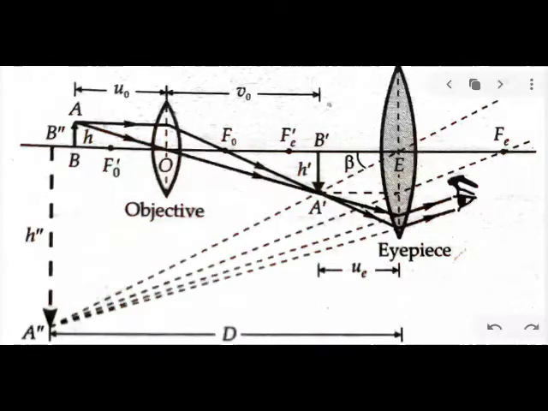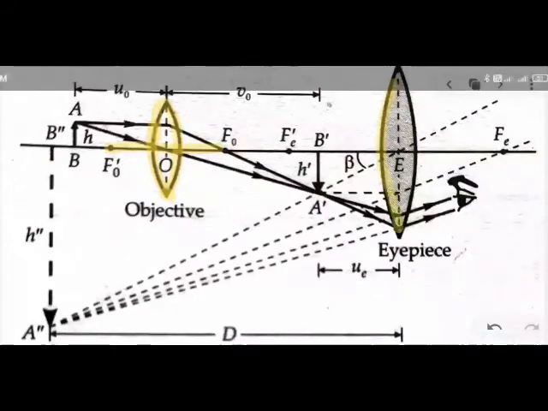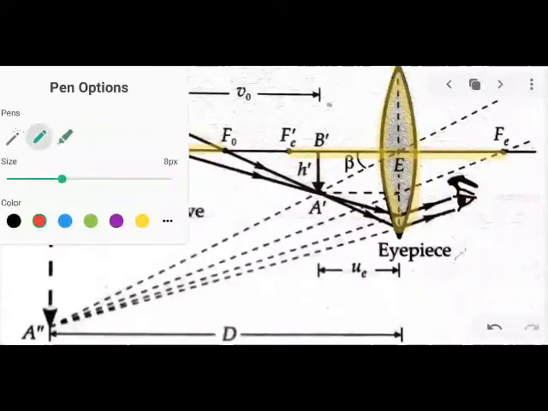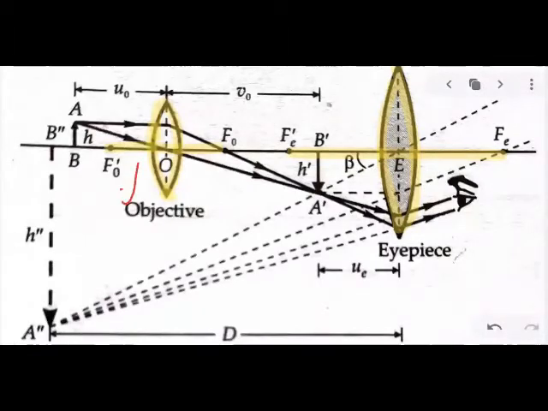Your compound microscope consists of two convex lenses. The first lens is your objective, which is of shorter focal length. The next lens is your eyepiece, which has a larger focal length. The objective is a convex lens of very short focal length, and we denote its focal length by F0. If this is the principal focus, then this distance is how much?